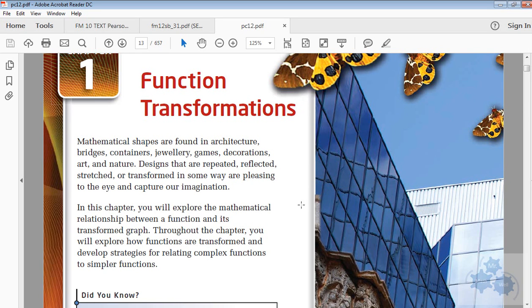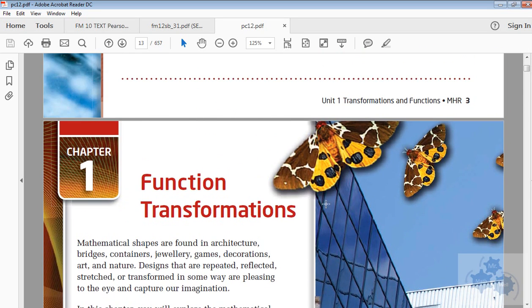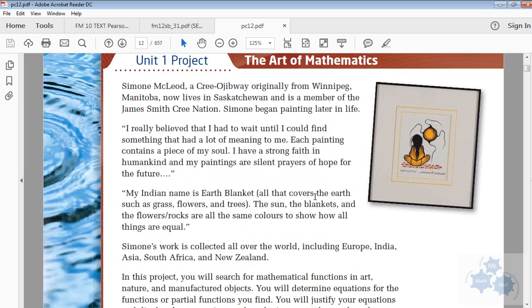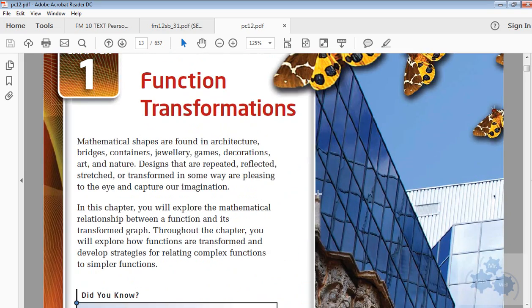Alright, so this is section 1.1 in Pre-Calculus 30, and this is the shot of the textbook there, and for you guys that's on page 4. And the first chapter is about function transformations, okay? So functions you've learned before in Pre-Calculus 20, okay?